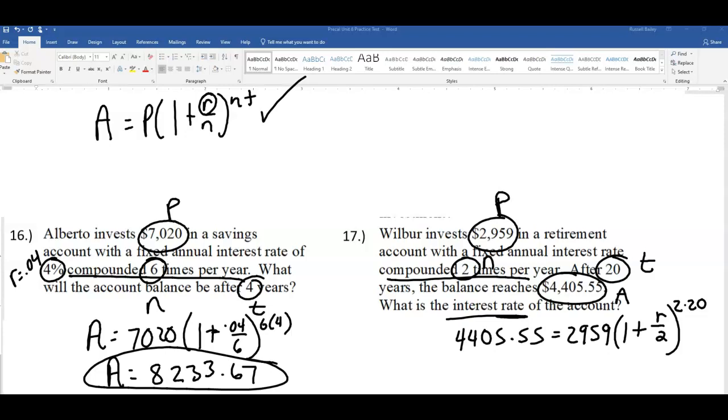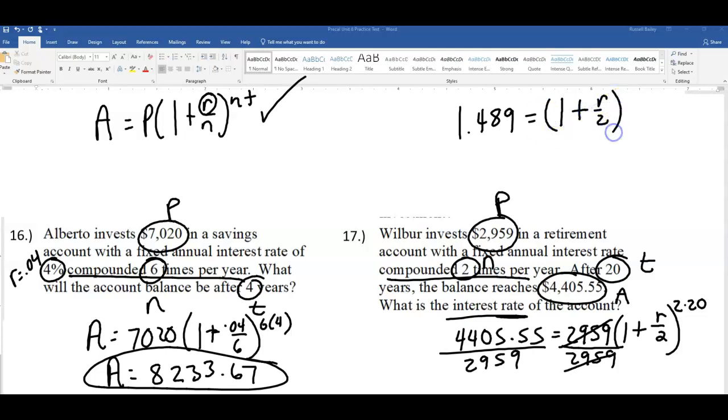So how do we do this? Well, first of all, I would divide both sides by the 2959. So let's do that. 4405.55 divided by 2959 leaves me with 1.489 if I just round to the thousandth place. And then now on the right side, all I have left is 1 plus r over 2 being raised to the 2 times 20, which is 40 power.